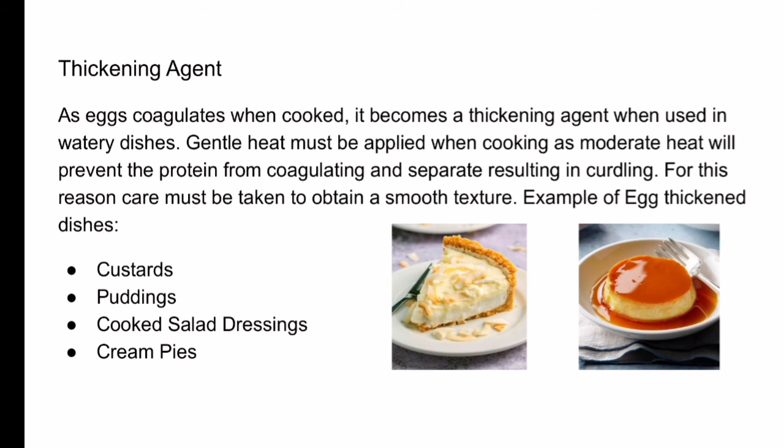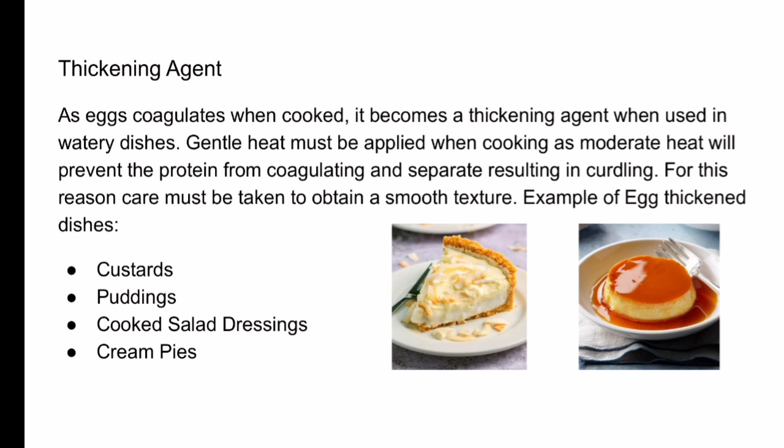Eggs may also be used as a thickening agent. Now, as eggs coagulate, meaning as they move from a liquid to a semi-solid or solid state, it becomes a thickening agent in dishes. Gentle heat should be applied when cooking, as moderate and high heat will prevent the egg protein from coagulating, thus resulting in curdling due to separation. Some examples of dishes where egg is used as a thickening agent include custards, puddings, cream pies, or cooked salad dressings.